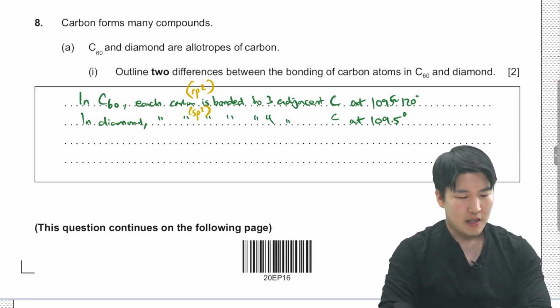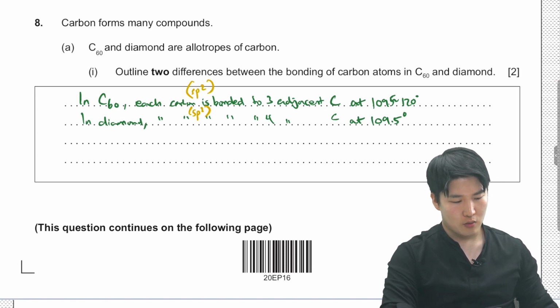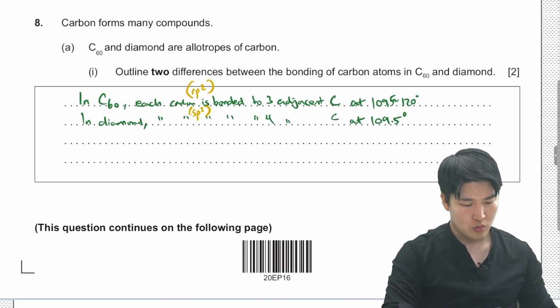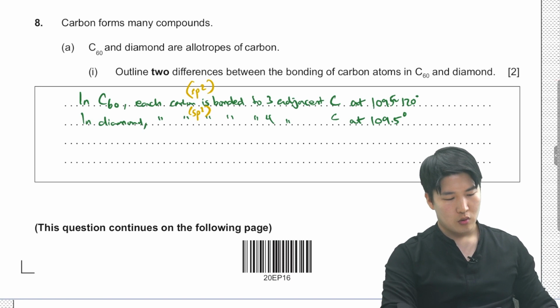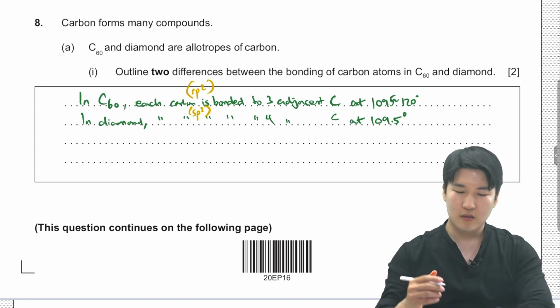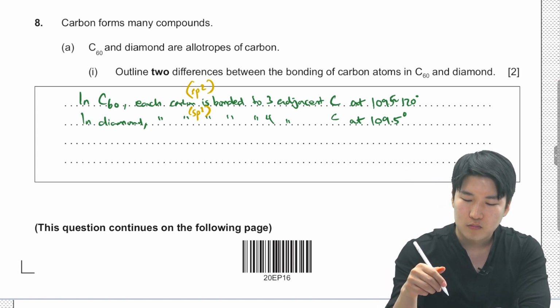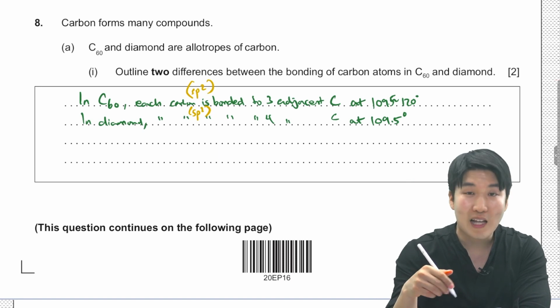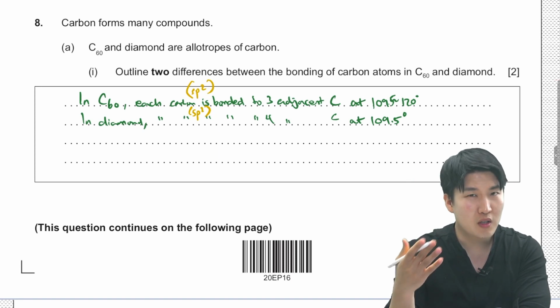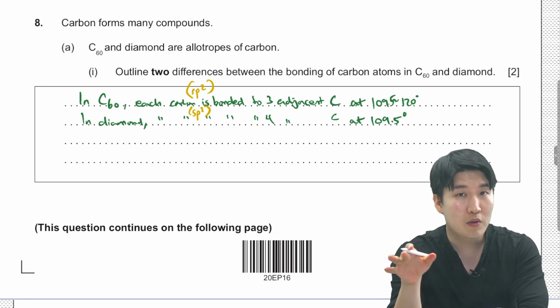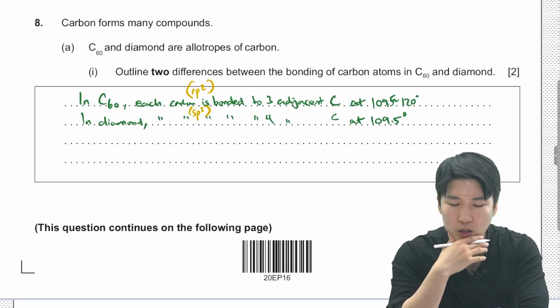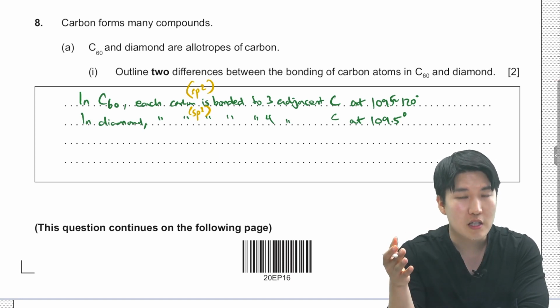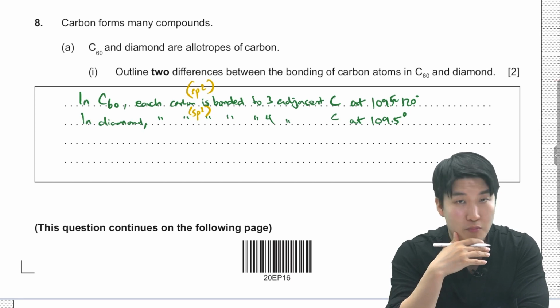Is there anything else we can say? We can maybe say that electrons are delocalized partially across the carbons of C60, while in diamond there's no delocalization of electrons. But that's pretty much it.